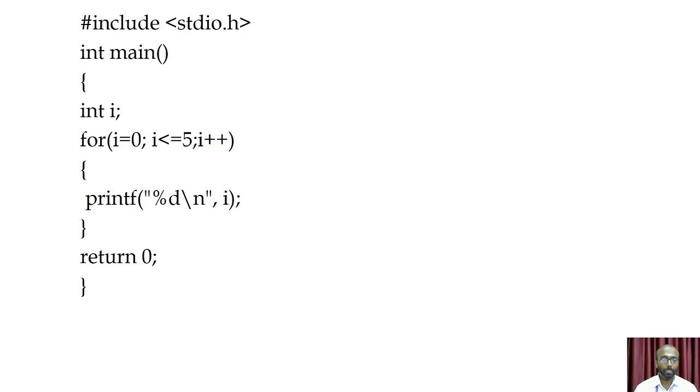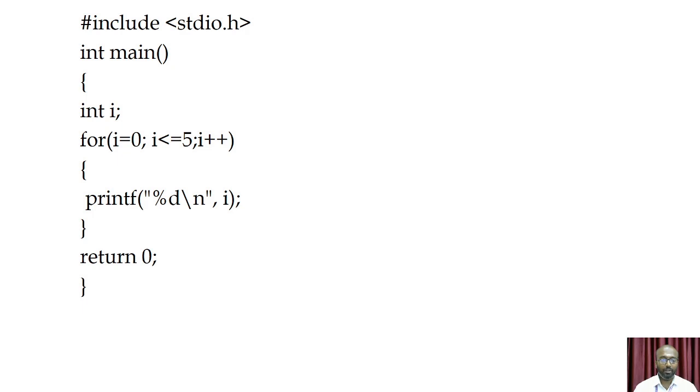At first, when the program executes the loop, the value of i becomes 0. Then the condition is checked. After initialization, the condition is checked: 0 less than or equal to 5. Since the condition is true, the block of statements is executed. In the block, we print the value i. So the value of i is now 0, so 0 is printed.